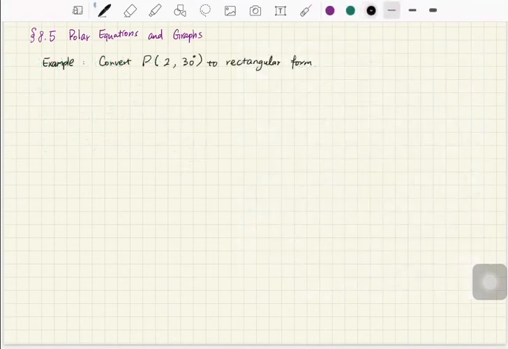Before we end this video, I'm going to do one more example. We're actually going to combine 8.1 along with 8.5. So here, I want to convert a polar coordinate, which is P, (2, 30 degrees). Remember, 2 is your radius and 30 is your angle theta. We want to convert it into rectangular form.